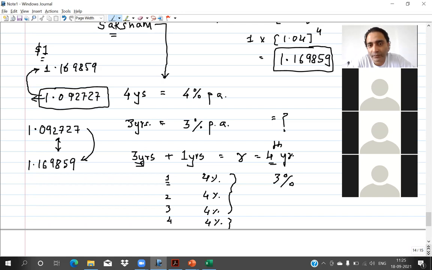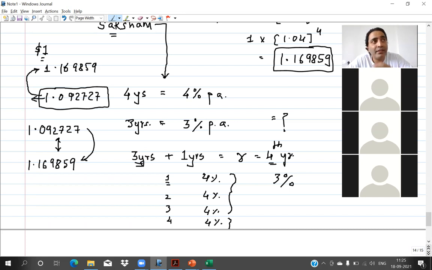Are you getting it? So if Saksham had invested it for 1 year, 1 year, 1 year, 1 year for 4 years, then also he would have received the same amount, which he would have received for 4 years, 4% per annum. But 1 year wala rate bahut kam rehta. So if he is investing only for 1 year, to kam rate milta. 2 years, kam rate milta.